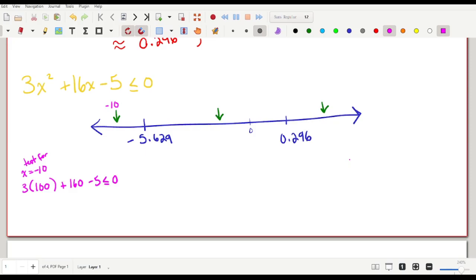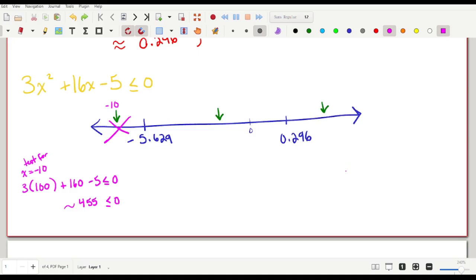And it's definitely not. You've got like 300 here, 460 minus 5. So I guess that's 455. And this is approximate, but it doesn't matter. It's clearly not a negative number. So we're going to say this does not work. That's not in our domain. I'm going to check this side.